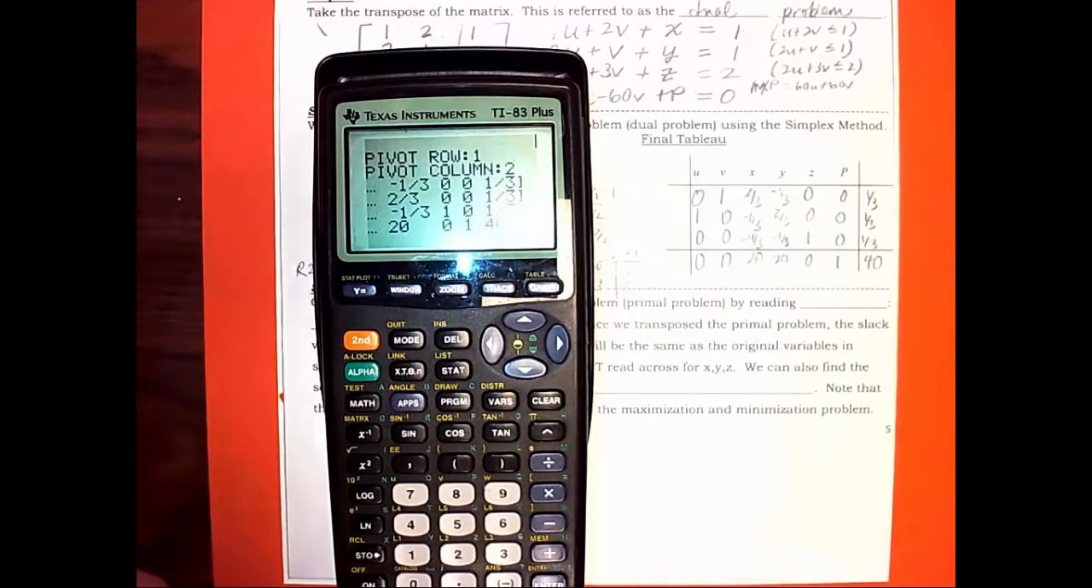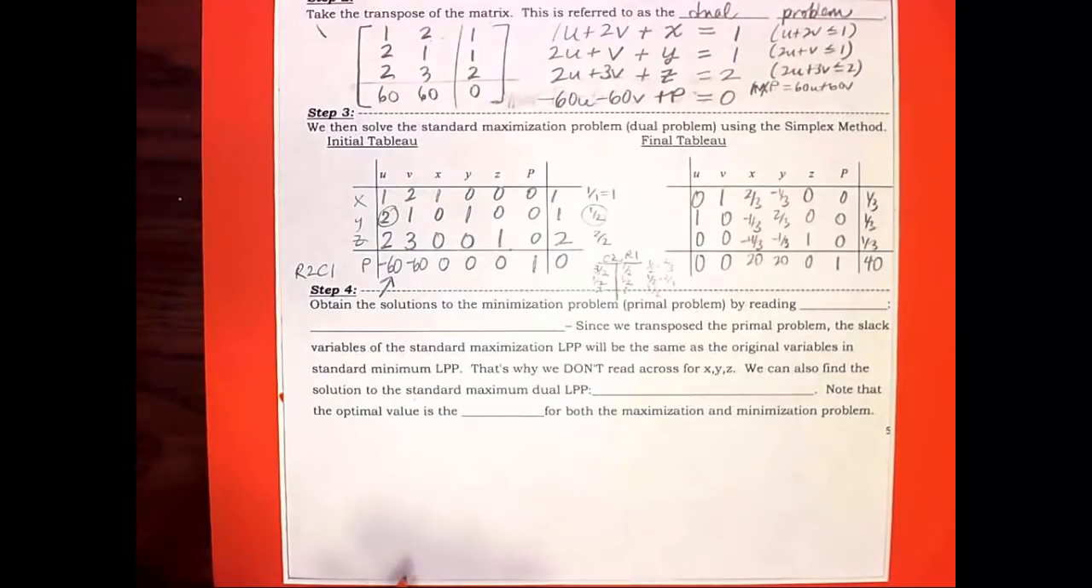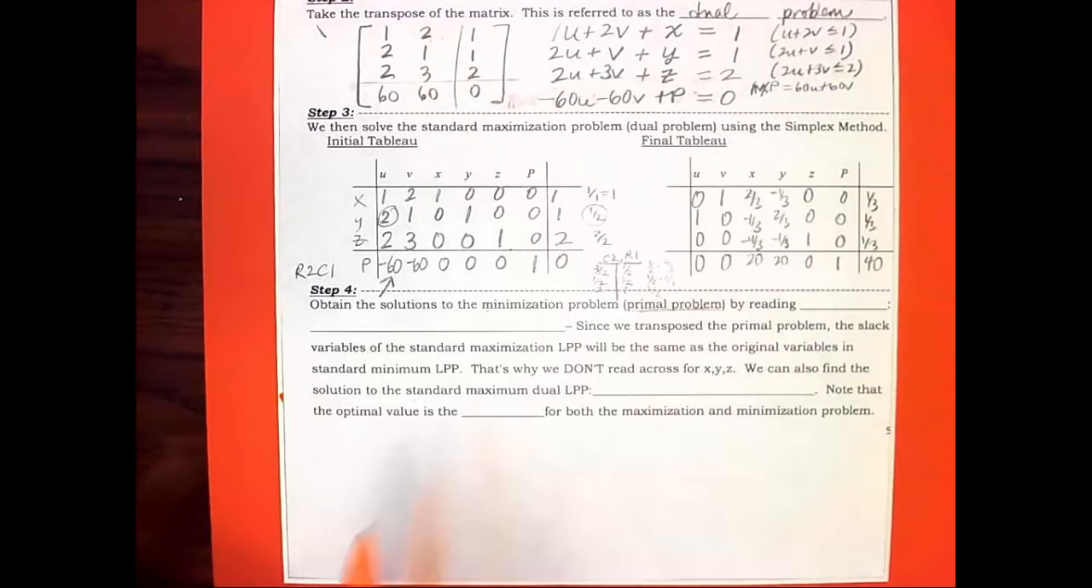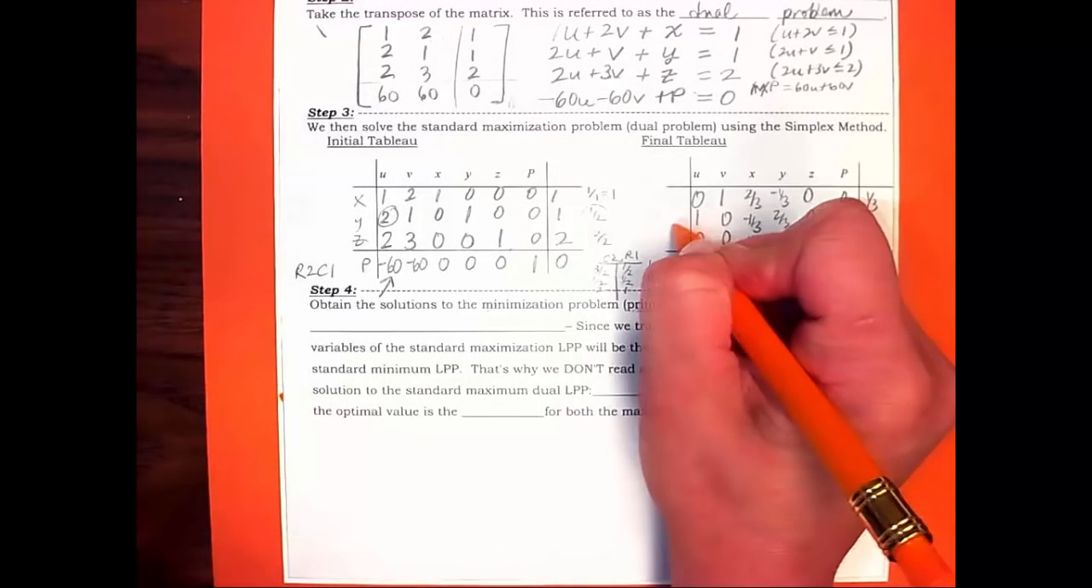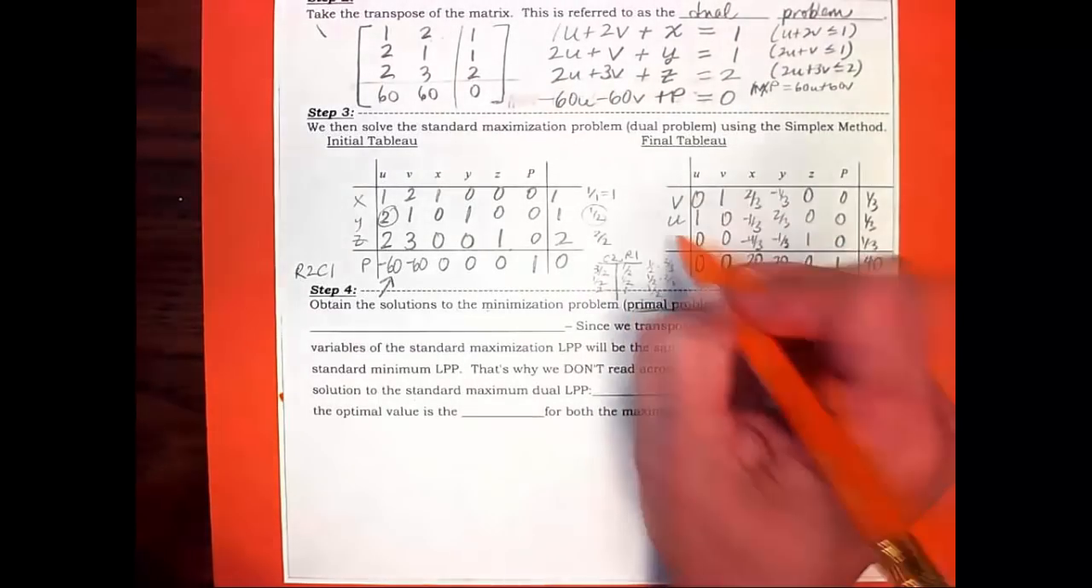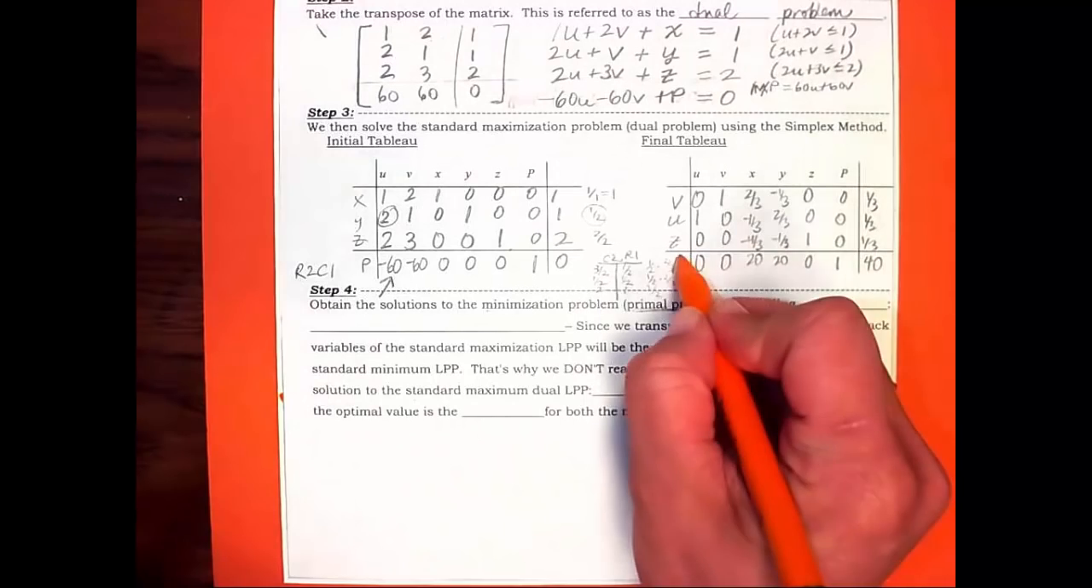Let's write down what we've got as our solution here. So we actually have two problems we can read solutions for. So obtain the solutions to the minimization problem. So that was the original problem. So remember what's showing here is the dual, right? So for the dual, we have a U here is active and V is active, and it looks like the slack variable Z is active, okay?